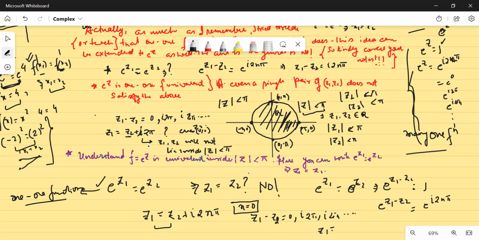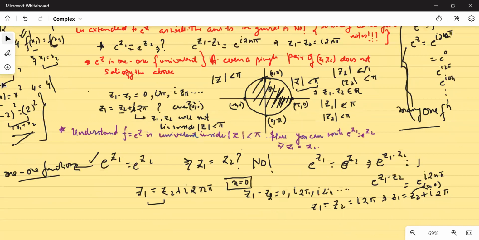Let's say if I just write n equal to 0 and so on. If I write n equals 1, what does it imply? z1 minus z2 is equal to iota 2 pi. That implies z1 will be equal to z2 plus iota 2 pi. So even if I take z2 as (0, 0), my z1 will be iota 2 pi, and iota 2 pi obviously would lie outside the region R.